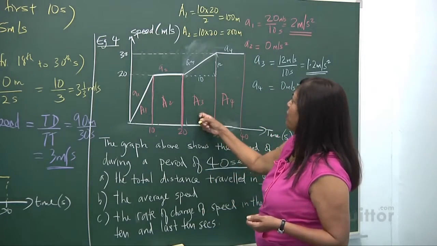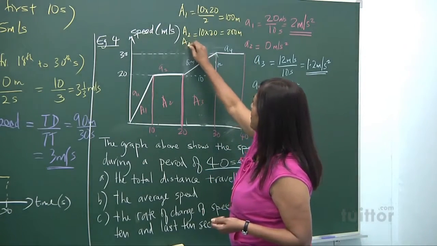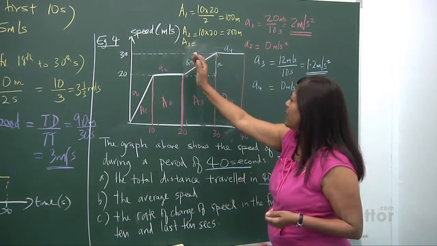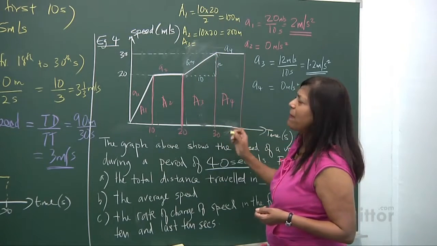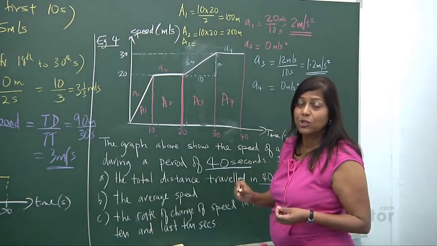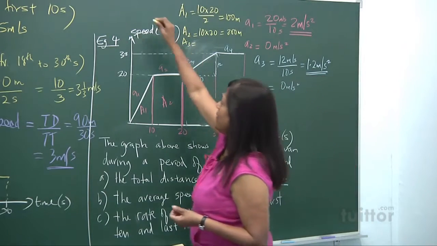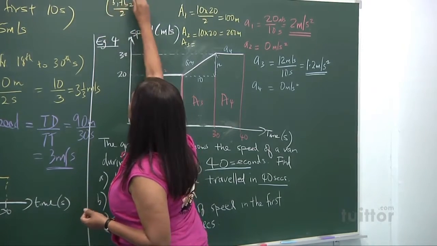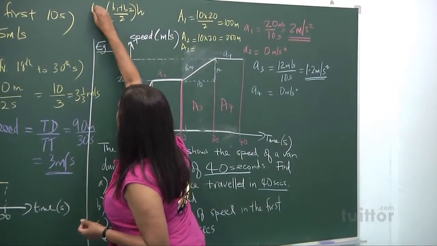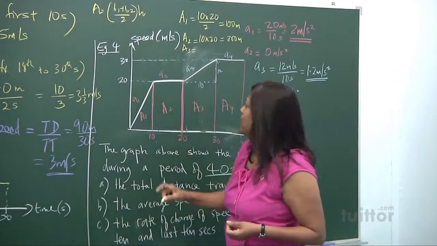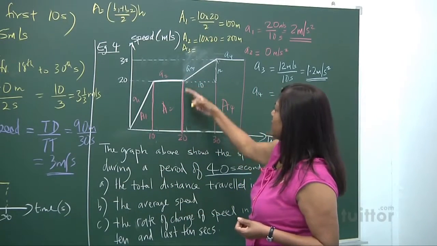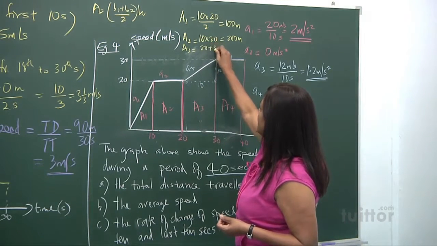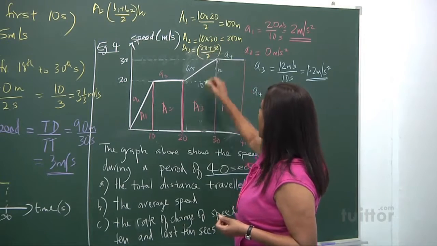How about A3? A3 is a trapezium. For a trapezium, you look at the parallel sides, add up the parallel sides, divide by 2, multiply by the height. Parallel sides, B1 plus B2 divided by 2 times H. That's the area of this trapezium. What is this length, my dear? 20 plus 32 divided by 2 times the height.